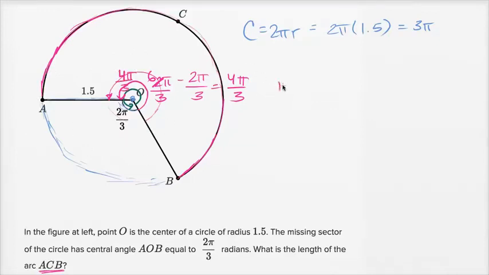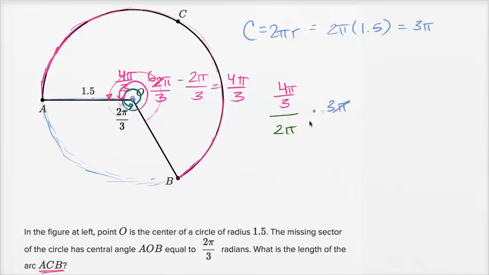Now, what fraction is that of if we were to go all the way around the circle? Well, once again, this central angle is 4 pi over 3. If you were to go all the way around the circle, that's 2 pi. So this is the fraction of the entire circle that this arc represents. And so let's just multiply that times the entire circumference, times 3 pi.